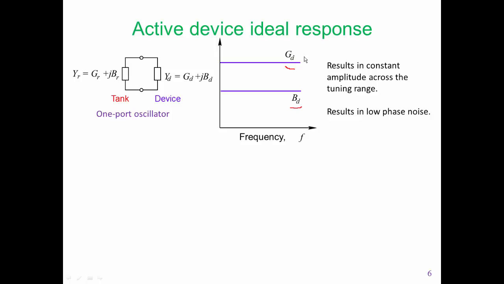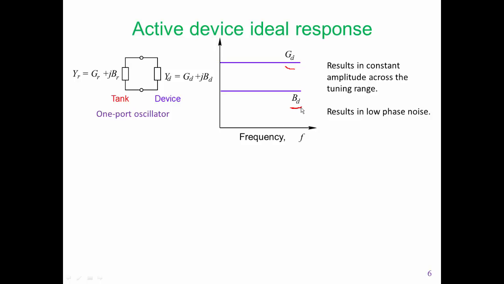GD is our negative conductance. By keeping GD independent of frequency, we're going to achieve a result in which the amplitude of oscillation is independent of frequency. Thus, this results in constant amplitude across the tuning range, and that is just what we want with a VCO. We want the same output power independent of frequency.